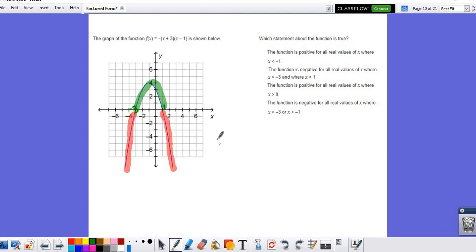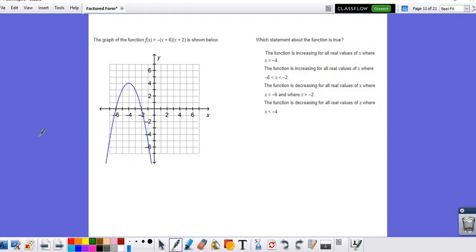And then the last one, the function is negative if x is less than negative 3 or x is greater than negative 1. Well, negative 1 is right here, and I still have a positive spot, okay? So it kind of just told you the answer to that one.